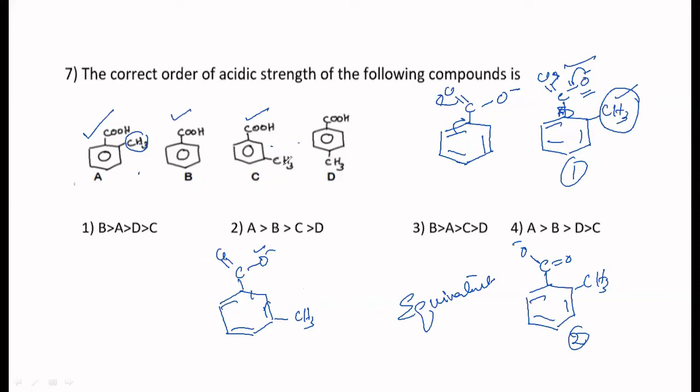Then coming to these two, at the meta position, it can only show plus I effect. But at the para position, it can even show plus I plus hyperconjugation also. So hyperconjugation is a little more destabilizing for this carboxylate ion, and therefore this will be the least acidic one. And therefore, your correct option has to be this. Okay. Very, very important concept. Hope you all followed this.